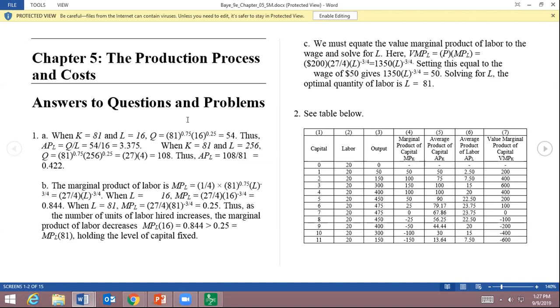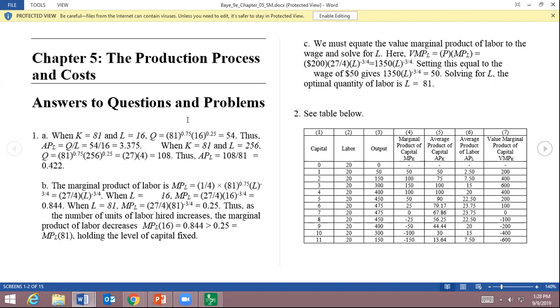And so this ends up being, we can switch the order, 1/4 K to the 3/4 times L to the negative 3/4. So are we all with me still there? Okay. So now we're going to put this L on the bottom. So flip that L to the bottom. We end up with 1/4 times K to the 3/4 over L to the 3/4.